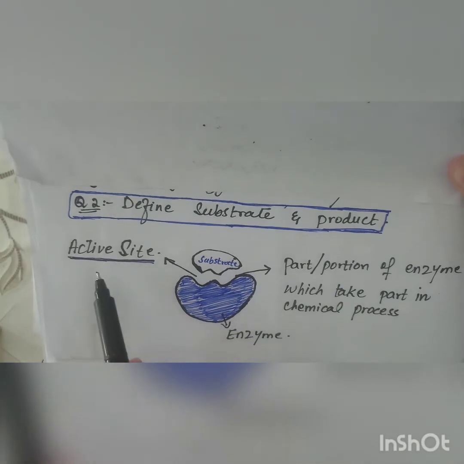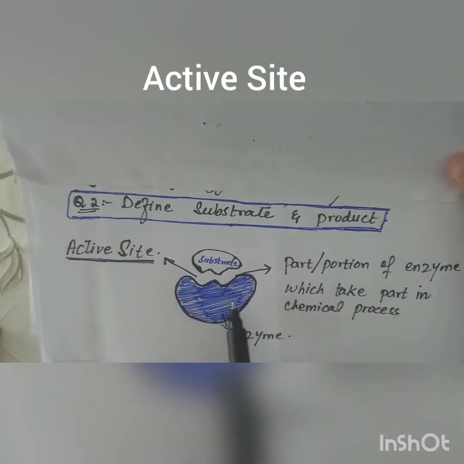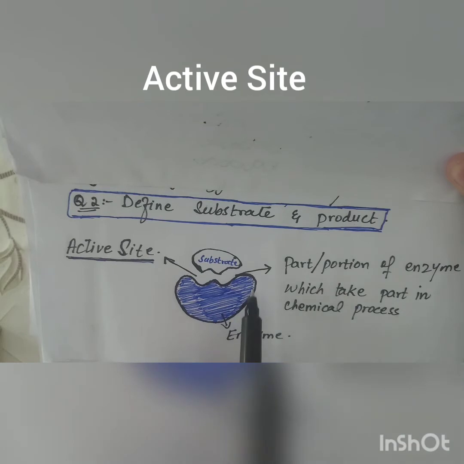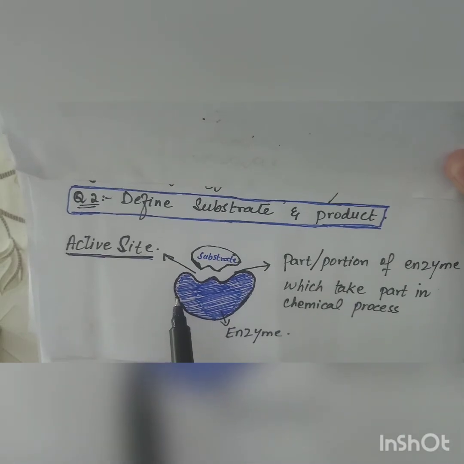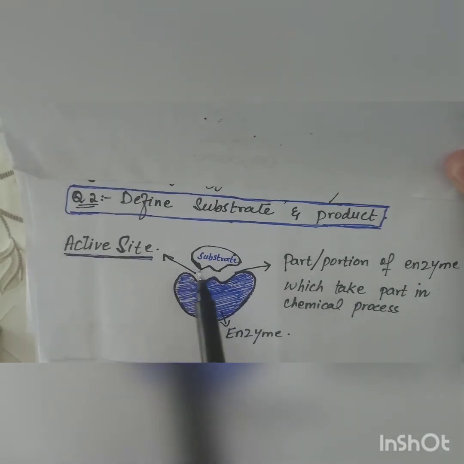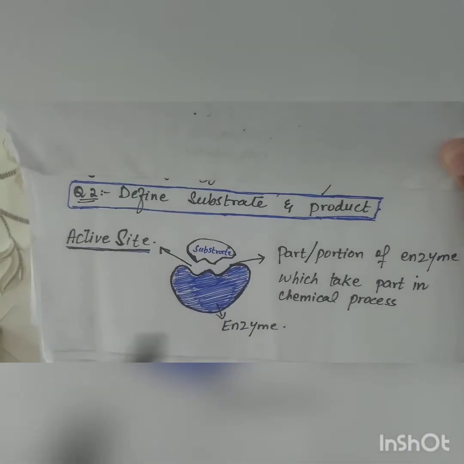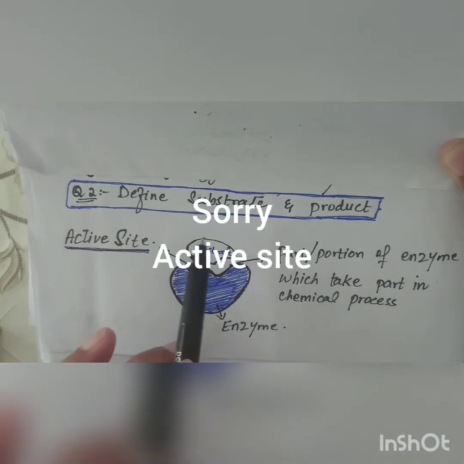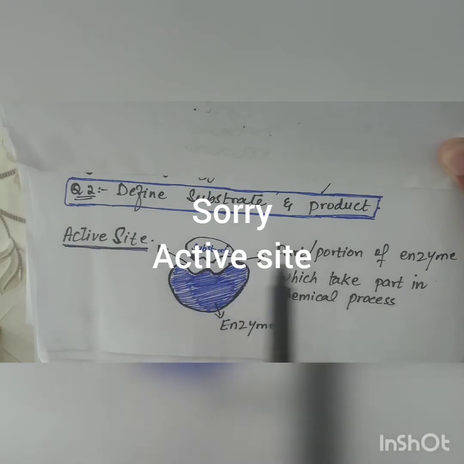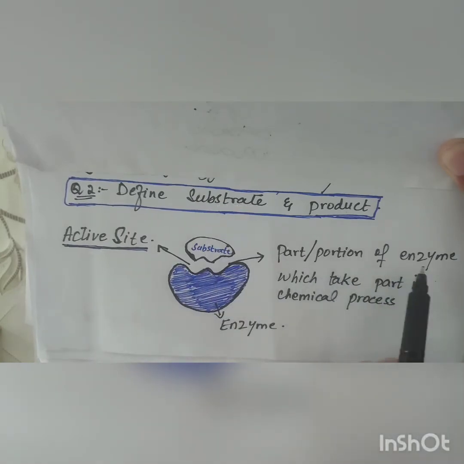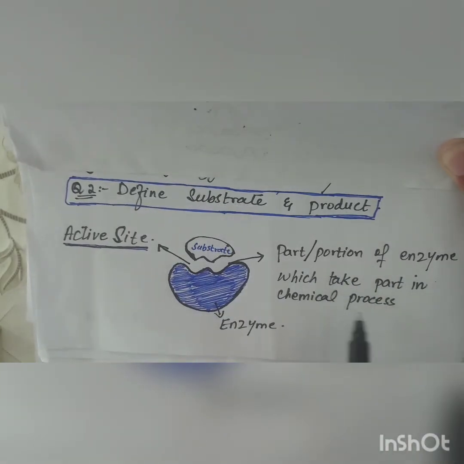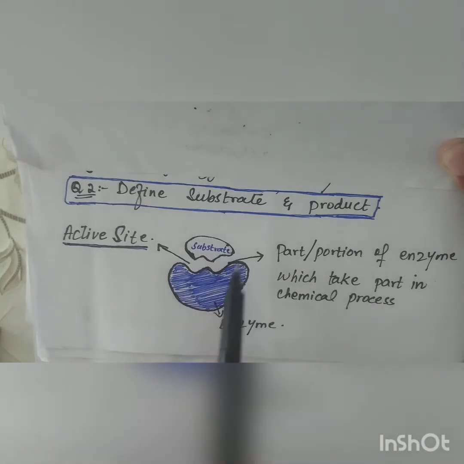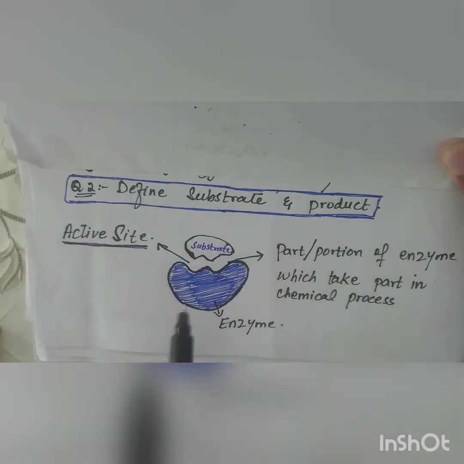The next terminology is active site. You can see the whole enzyme is not taking part during the chemical reaction, only a small portion is involved. That small portion which is involved during the chemical reaction is known as the active site. The part or portion of the enzyme which takes part in the chemical process is known as the active site. Okay.